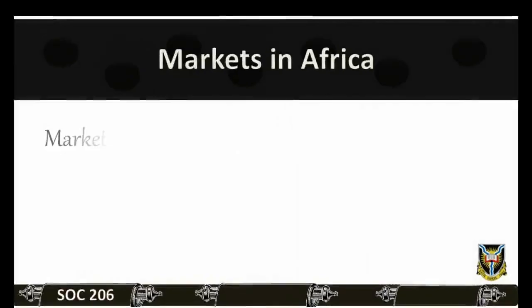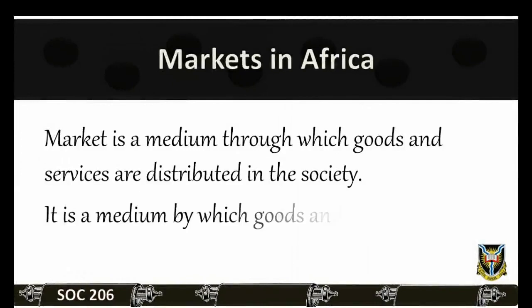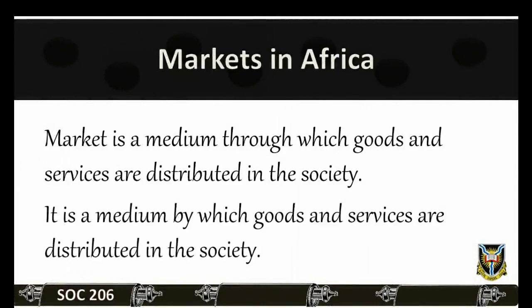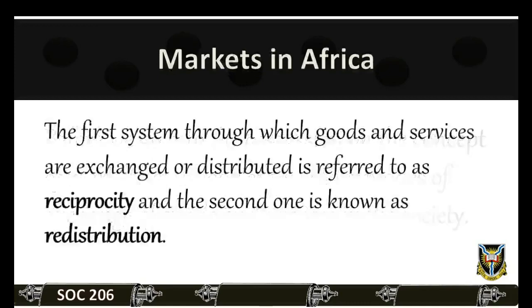1. Markets in Africa. A market is a medium through which goods and services are distributed in the society. Before we go into the discussion on the concept of market, let us look at two other modes of exchange of goods and services in the society. The first system through which goods and services are exchanged or distributed is referred to as reciprocity, and the second one is known as redistribution.